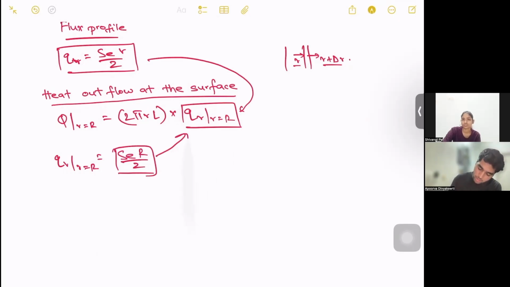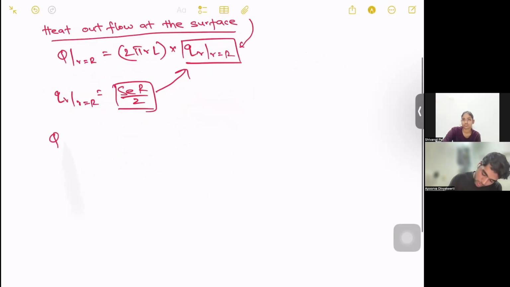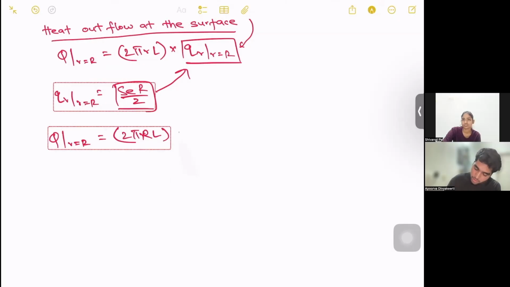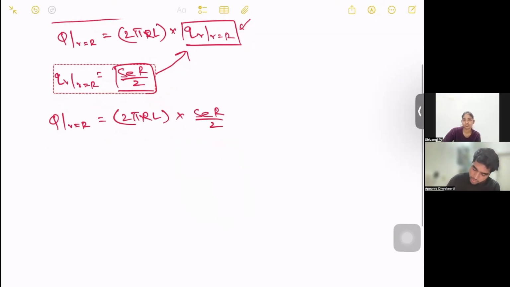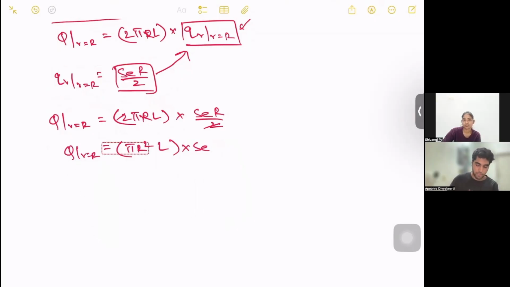Substituting this in, the heat outflow Q at r equals R is 2 pi R, sorry, this R also needs to be capital R, L into S_e R by 2. Now simplifying it, the 2 cancels, so it will change to pi R square L into S_e. This is the heat outflow at the surface.